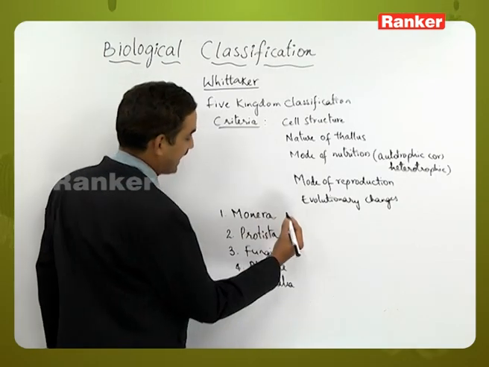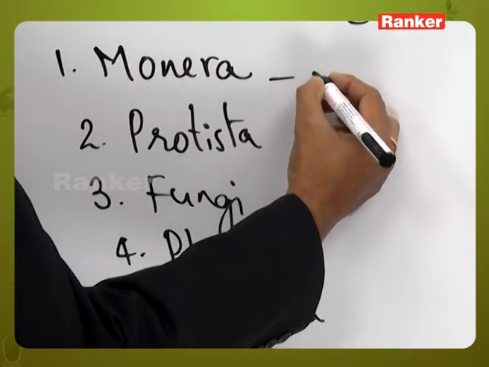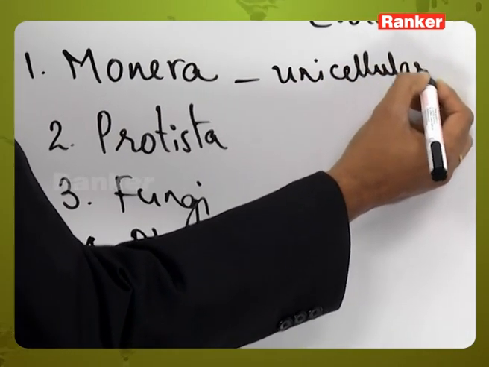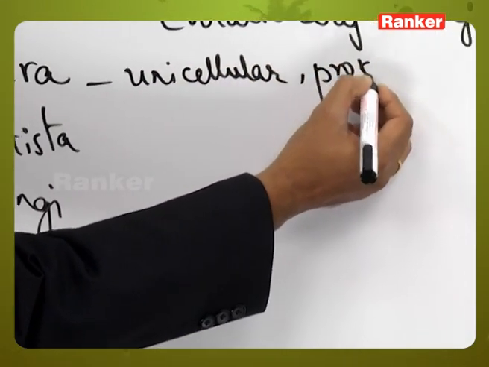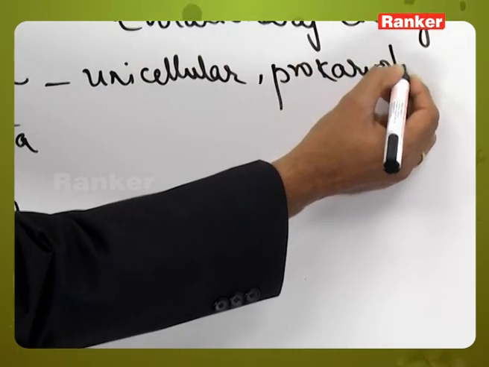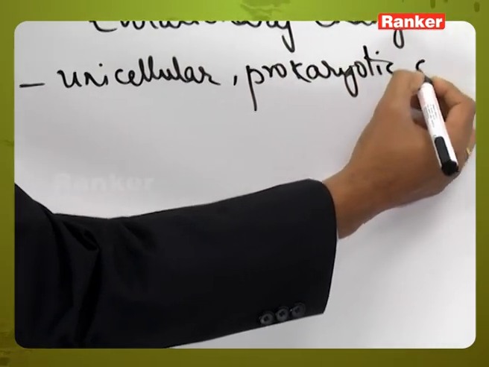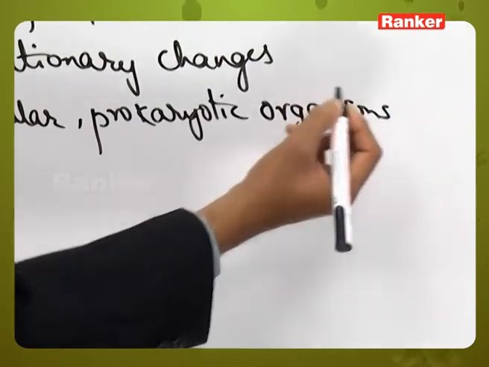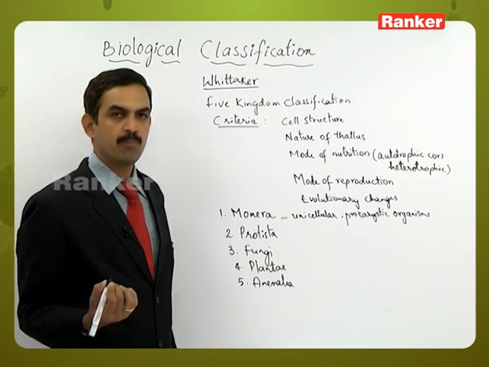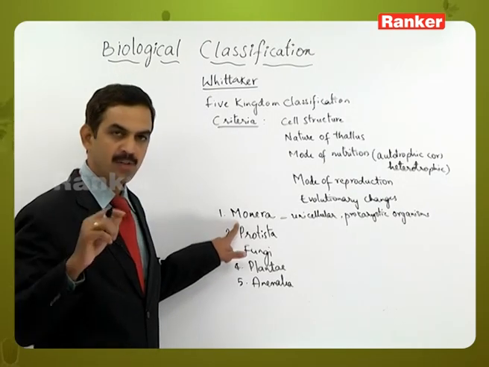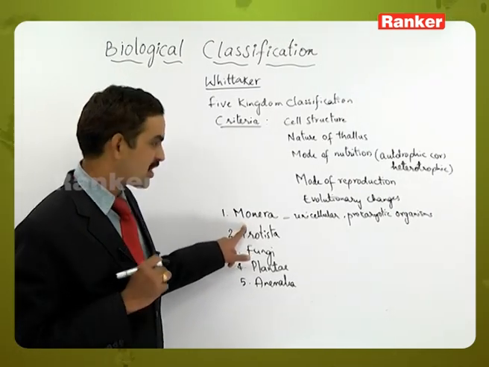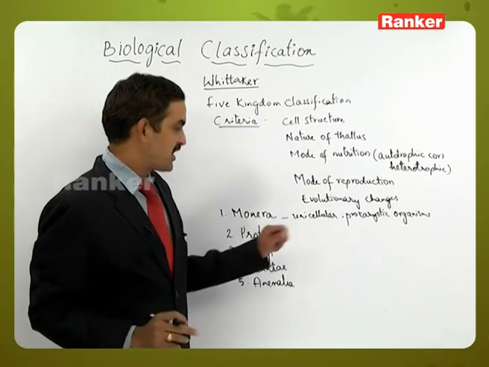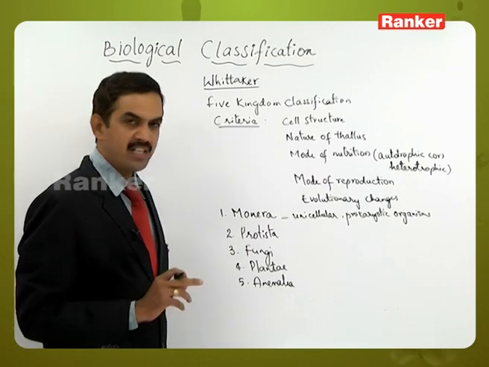So basically we can say that Monera includes all unicellular prokaryotic organisms. When you say organisms, that includes both animals and plants, that means Monera includes both plants and animals, but they are unicellular and prokaryotic in nature. So let us take one example here which includes unicellular prokaryotic organisms.